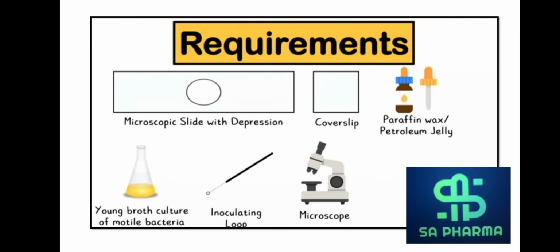The requirements for this motility test are: first, we require the microscopic slide with depression, which is also called a cavity slide. Next, we require the cover slip. Next is the paraffin wax or petroleum jelly. Next requirement is the young broth culture of the motile bacteria. Next is the inoculating loop and the microscope.